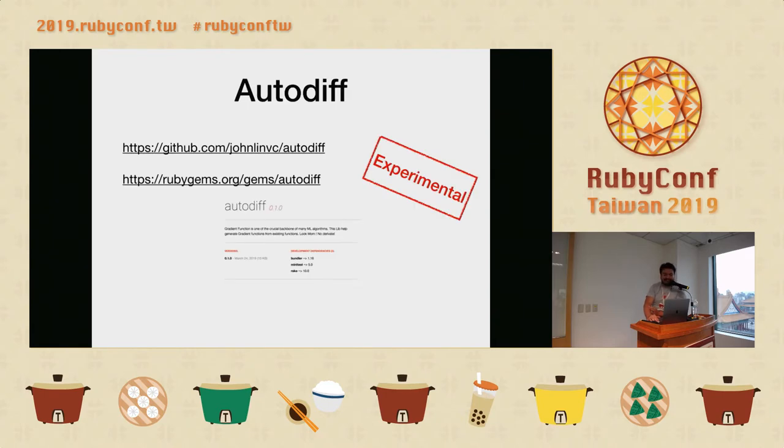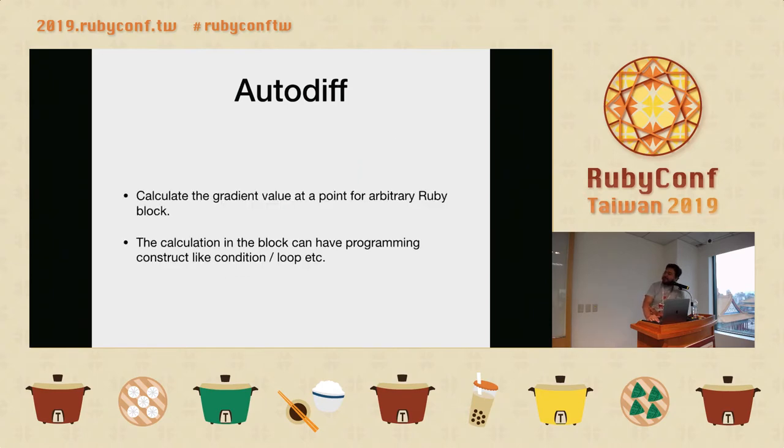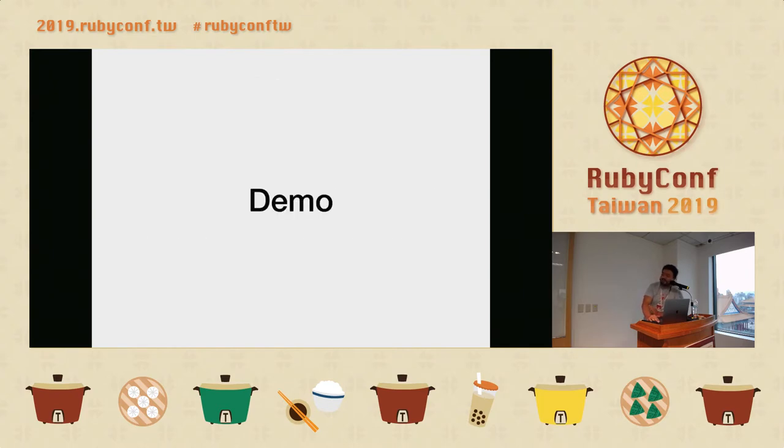So here's my library. It is very experimental. It's called AutoDiff. What you can do is calculate a gradient value at a point for an arbitrary Ruby block. The calculation in a block can have programming constructs, like conditions or loops. So, the demo. Not a live demo, because my live demos never work.